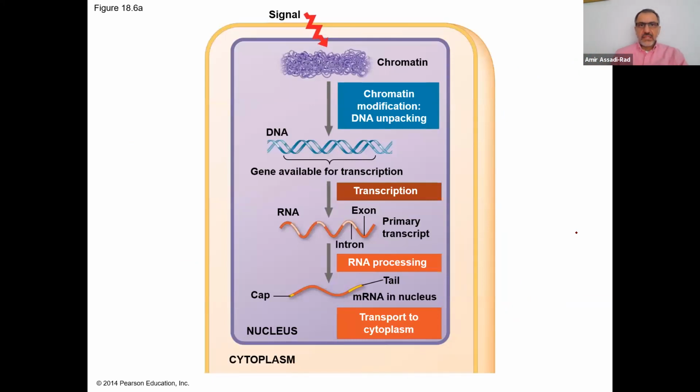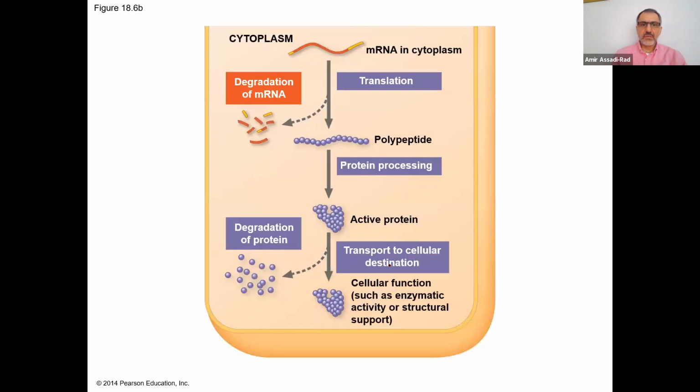Okay, so signals go to DNA. Here is a chromatin right here. Signals go to chromatin, and chromatin modifications, DNA unpacking. That's the next thing I'm going to talk about. DNA gene available, and then transcription, translation will occur next. So let's talk about that. These are diagrams. Please study them.